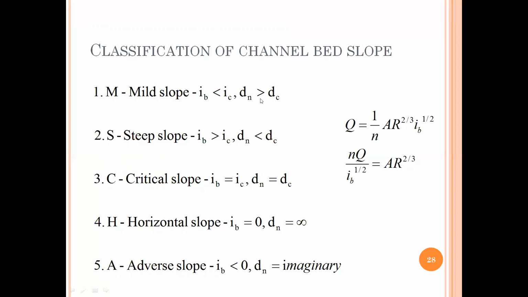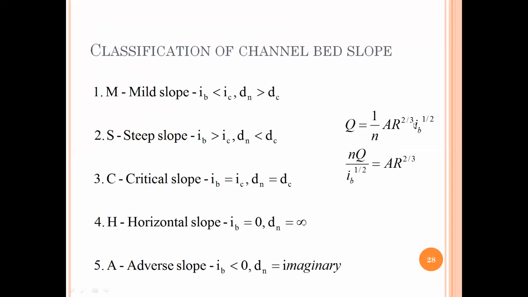Before I go further, the critical depth is calculated by the formula (q squared by g) to the power 1 by 3. We have formulas in specific energy where we can get the value of critical depth. The normal depth is calculated from Manning's or Chezy's equation. I have given an example here. This is Manning's equation: Q is equal to 1 by N, A, R to the power 2 by 3, IB to the power 1 by 2, where A is the area, R is the hydraulic radius, N is Manning's coefficient, and IB is the channel bed slope.